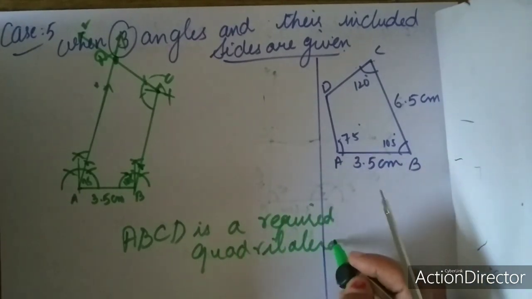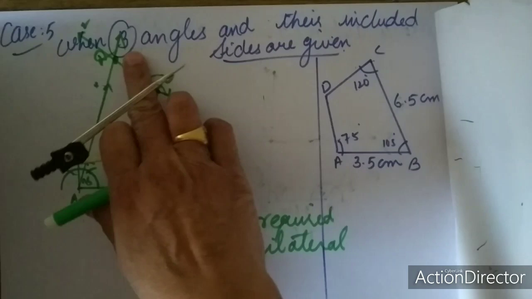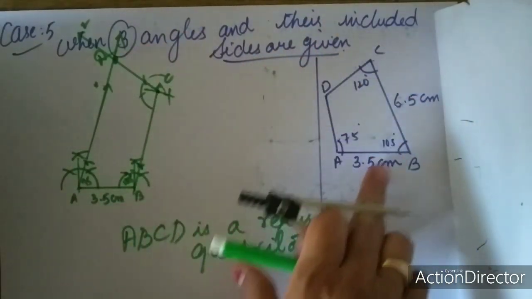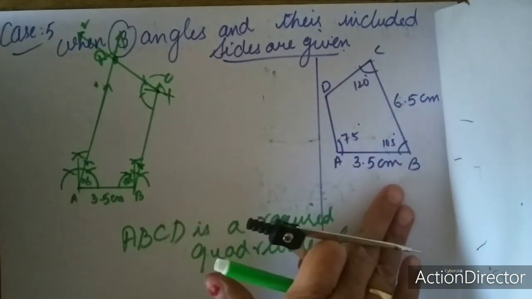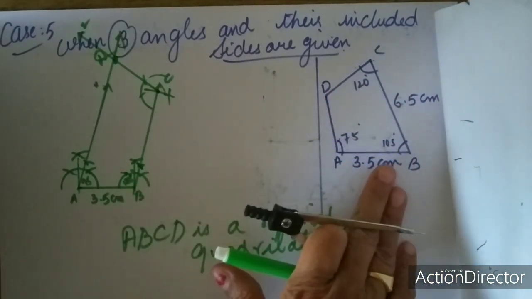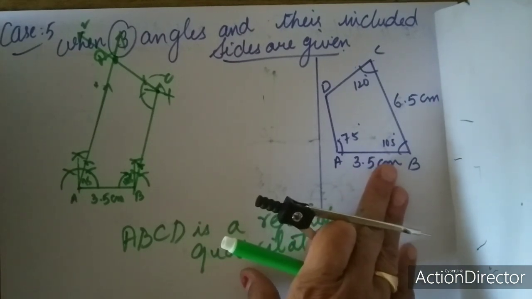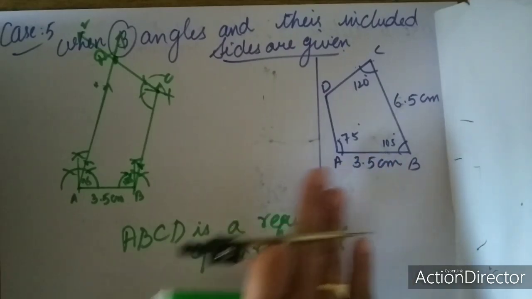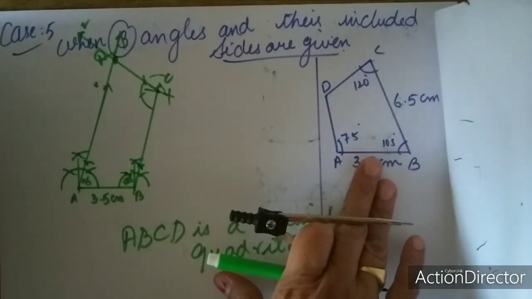Hope you have understood all the 5 cases. In the last case you are having 3 angles and 2 included sides given over here. So total you are having 5 parts. So see the angle carefully. What is the angle given over here? If the angles are multiples of 15, then you can construct it using compass. Using protractor otherwise. Otherwise you have to use compass.